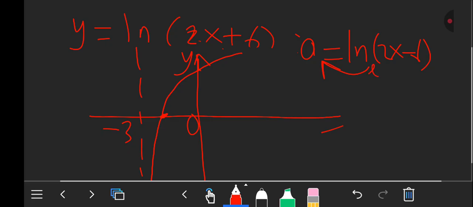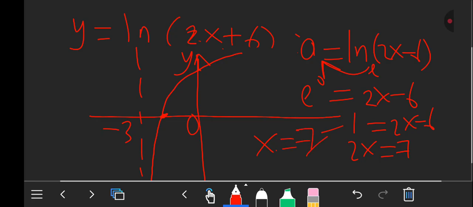So we get e to the power 0 is equal to 2x minus 6. So e to the power 0 is just 1. So 1 is equal to 2x minus 6. So 2x will be equal to 6 plus 1, that is 7. So we will find that x is equal to 7 over 2. So where it crosses the x-axis is 7 over 2.